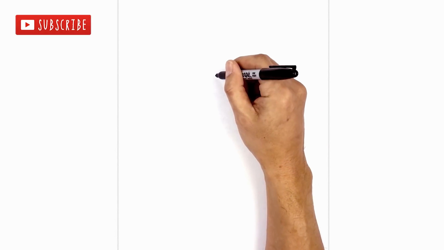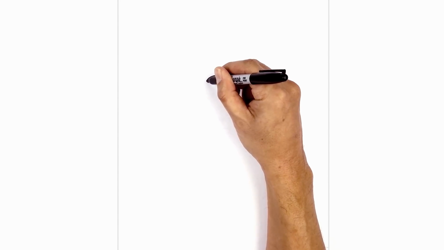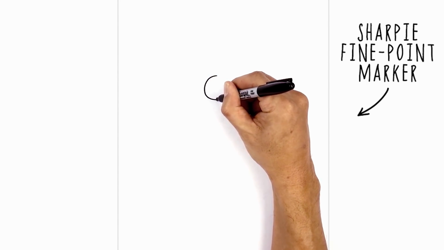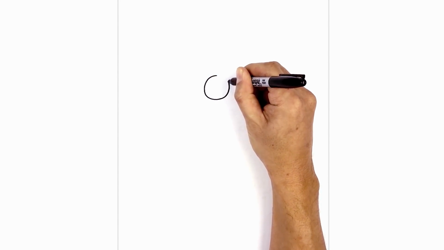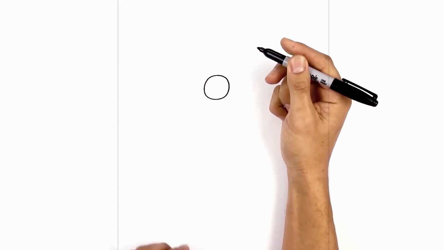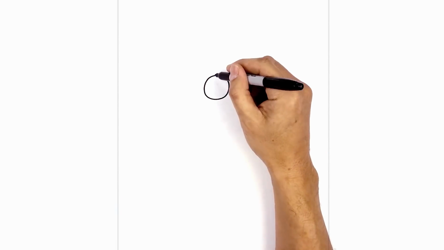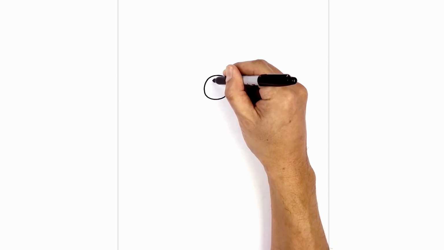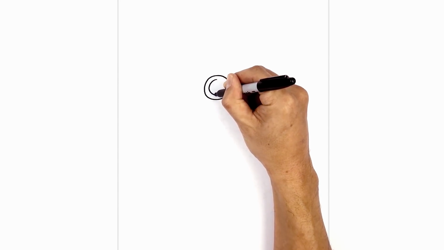So we're going to draw a circle starting from the top. Work our way around to the bottom. Then back up towards the top. Now I'm going to draw a smaller circle on the inside. So we're going to step in. Just trace this around on the inside.